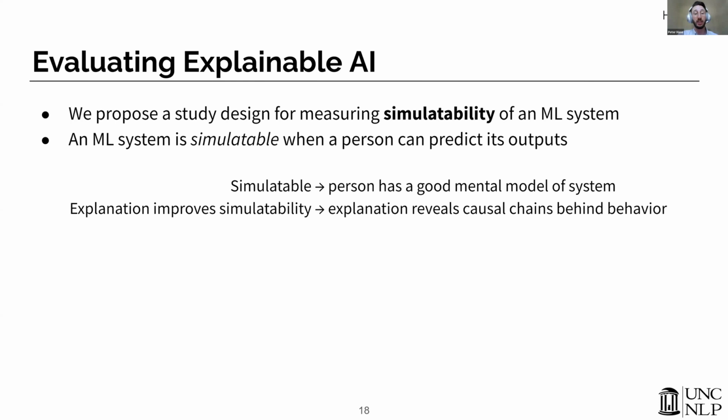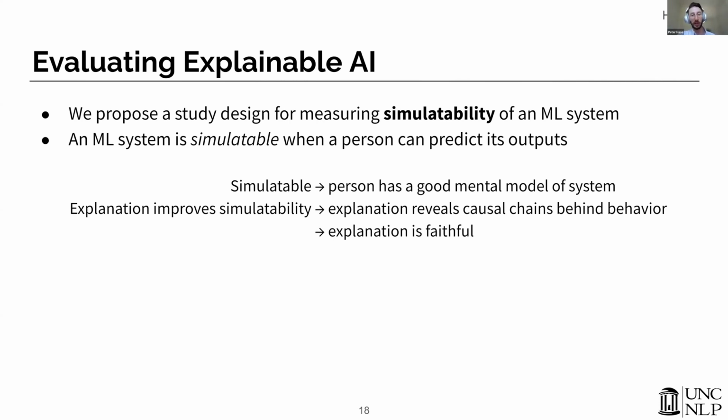So one thing we'll really look at in our study is if an explanation improves simulatability. We think if an explanation improves simulatability, then the explanation must be revealing something about the causal chains inside the model, the causal chains behind the model behavior. That's because, if predicting the model behavior requires having a good mental model, and the explanation improves that mental model, we're getting some deeper understanding into what actually drives the model behavior.